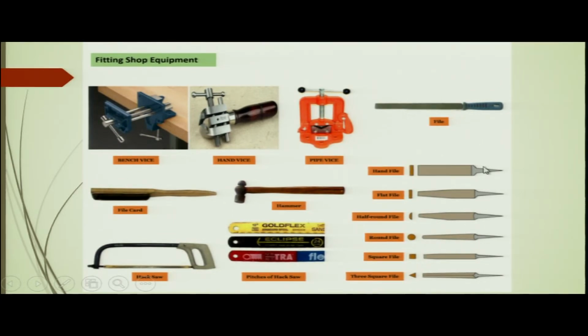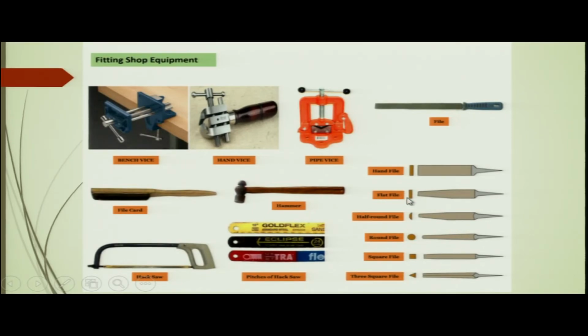Here you can see there is a series of files, and those files are required to file the surface, that is to remove the excess material, and the material removal rate is smaller of course, and of course in some cases to increase the surface finish, to make the surface finish better. So, here you can see that this is a hand file, this is a flat file, this is a half round file, this is a round file, square file, 3 square files.